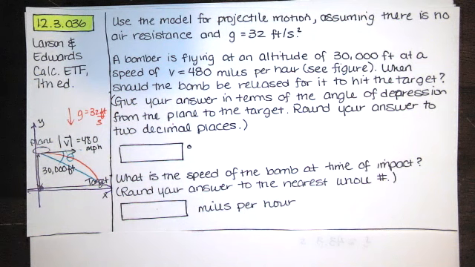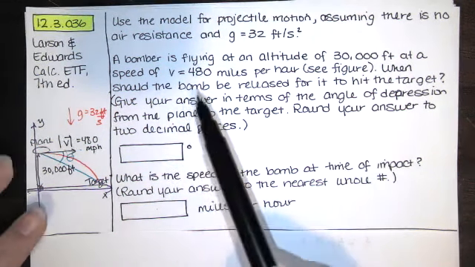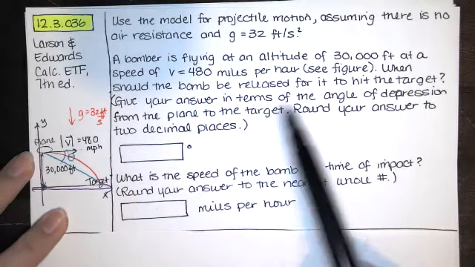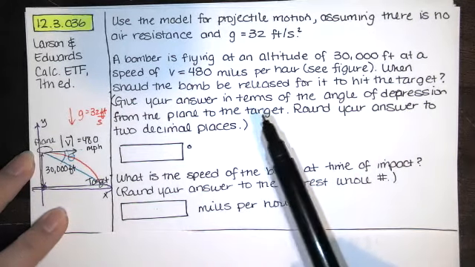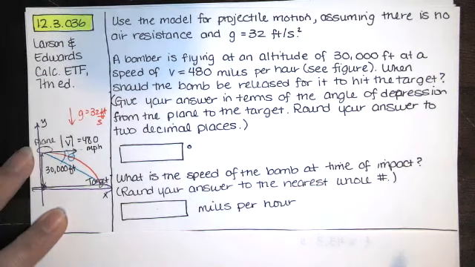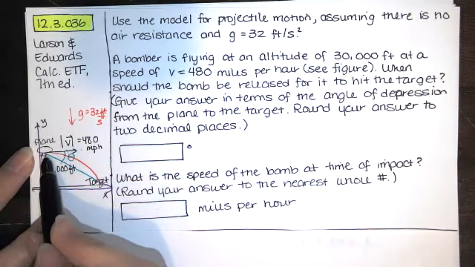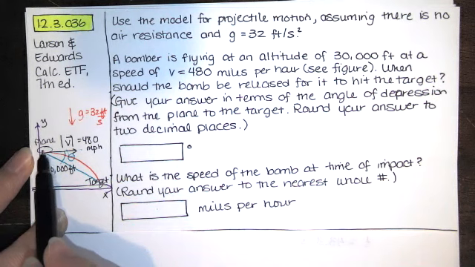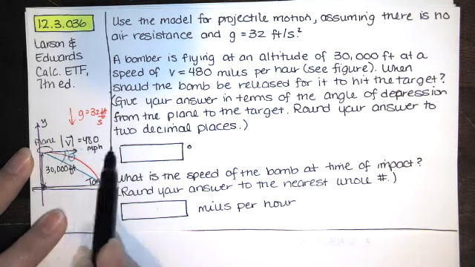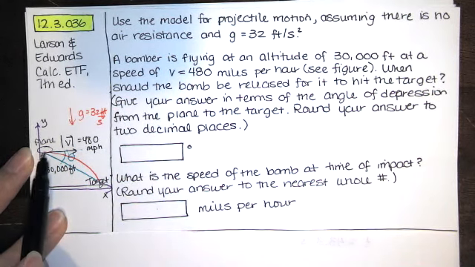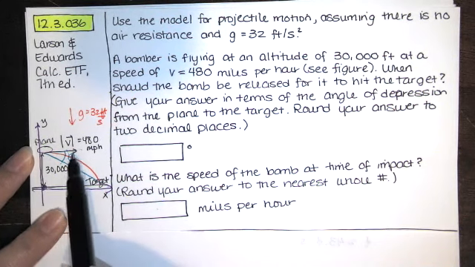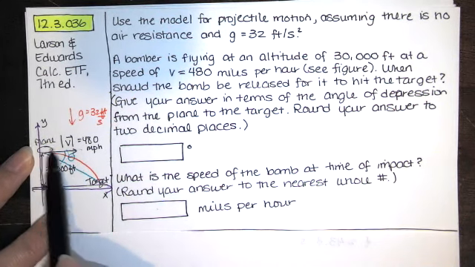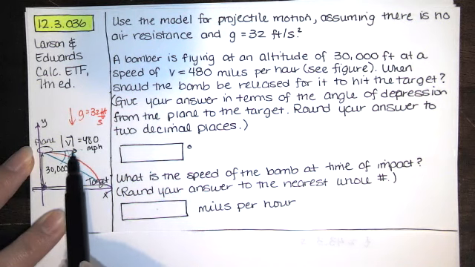Now, when I hear the word when, I think time. But this time they're not actually asking for time. They're asking us to give our answer in terms of the angle of depression from the plane to the target. The angle of depression is the angle that we make if you take a line that's parallel to that plane, and then you have a line segment that goes from the plane to the target. It's that angle from that horizontal with the plane down to that line segment from the plane to the target. That's the angle of depression.